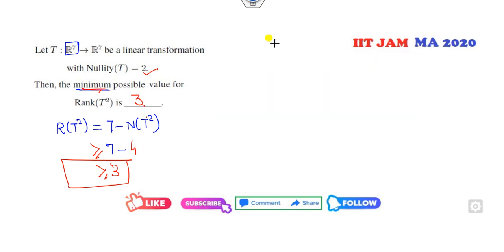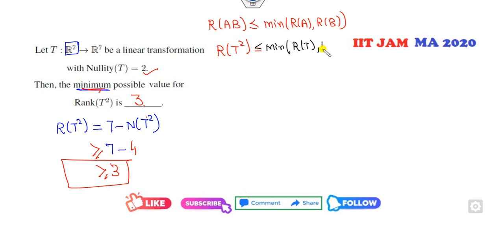There is one more method. We all know rank of AB is less than or equal to the minimum of rank of A, rank of B. So if I take rank of T square, that means T multiplied by T. So that is the minimum of rank of T, rank of T. So can you find the rank of T from here? Because you have a nullity, row minus 2, that's a 5.